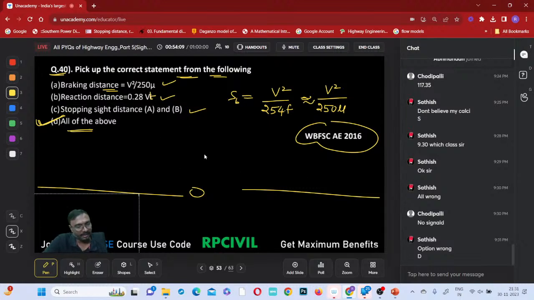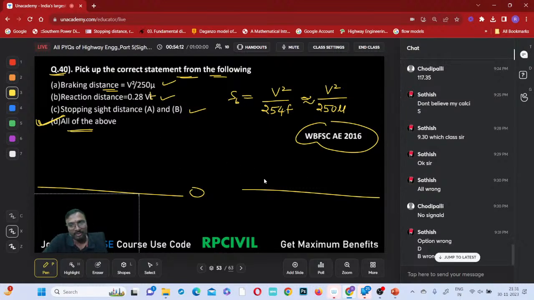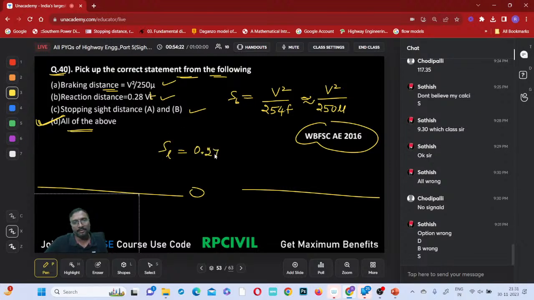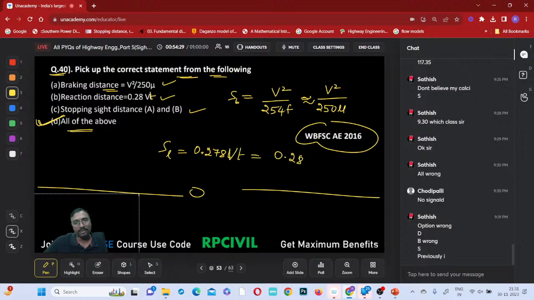Okay. Any doubts? Anyone else? Anyone having any doubts? B is correct only, no? 0.278 and 0.28 both are the same, no? Approximately. Lag distance equals 0.278 into capital V into T, right? What can you write? 0.28 into capital V into t is nothing but actually intellection time, actually. That is what is given. Yeah, SSD is the sum of A and B, correct only, na?